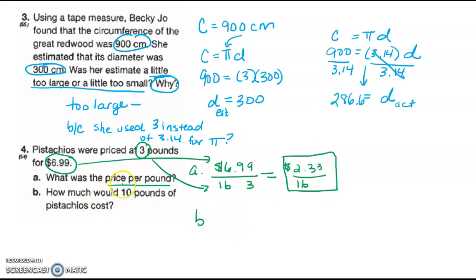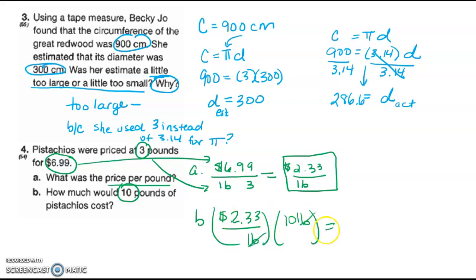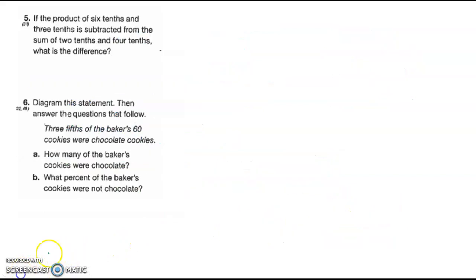Okay, B says, how much would 10 pounds cost? So if it's $2.33 per pound, then I'm going to multiply that by 10 pounds, my pounds cancel, to get $23.30 for 10 pounds. Okay? All right, number 5. Let me do a different color here.